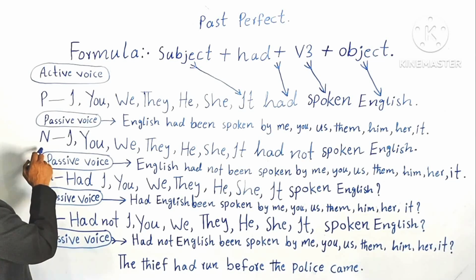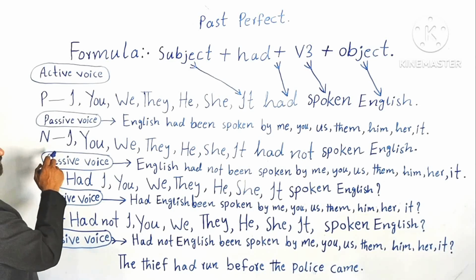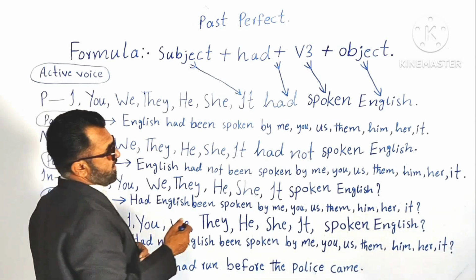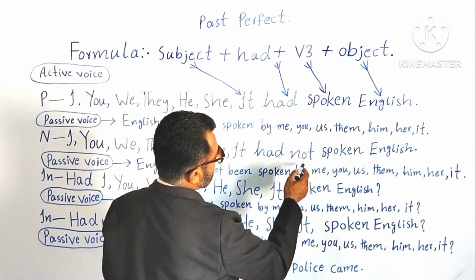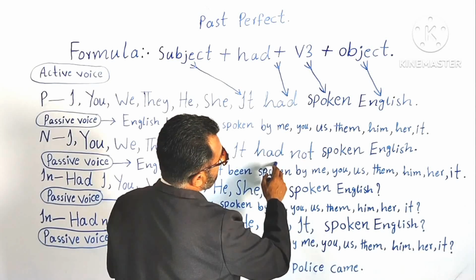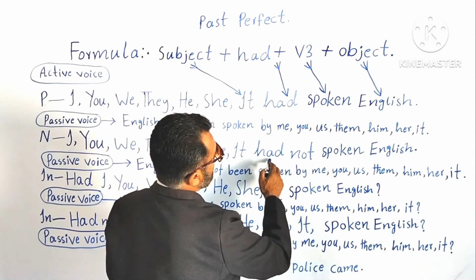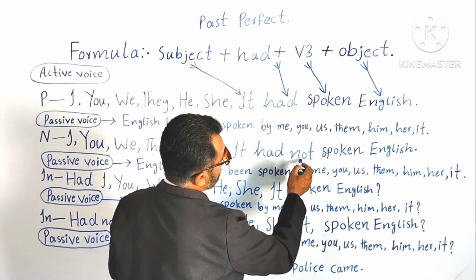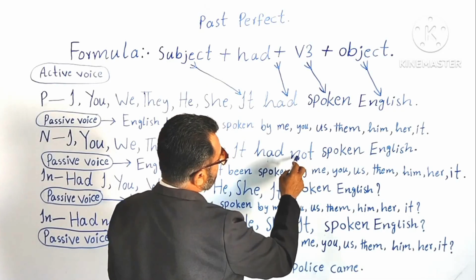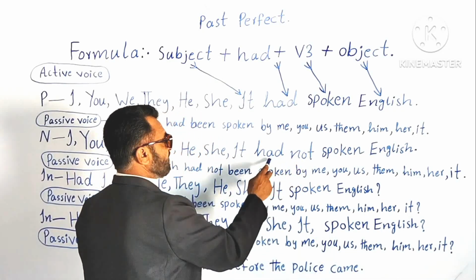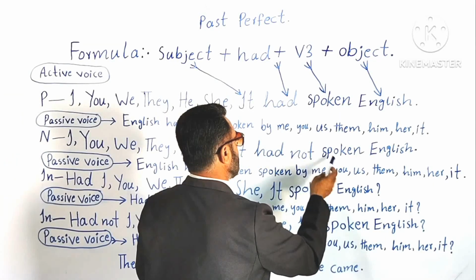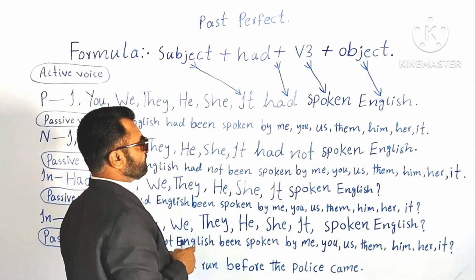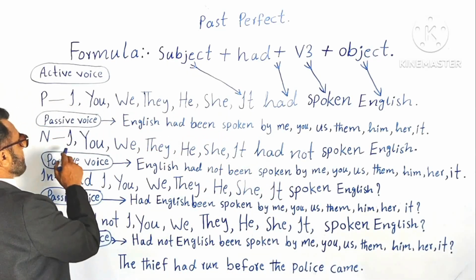Look at the negative sentence of active voice. Negative sentence of active voice, okay. Now here, this is the sign of a negative sentence, that in between the helping verb and the main verb, you put not. This word not comes in between these two, the helping verb and the main verb. Understood?